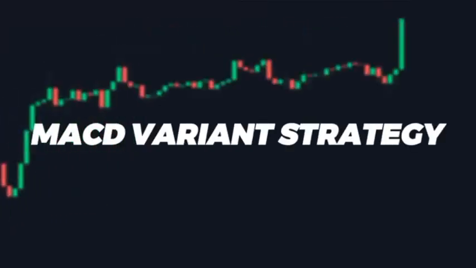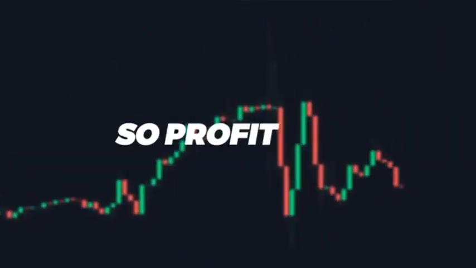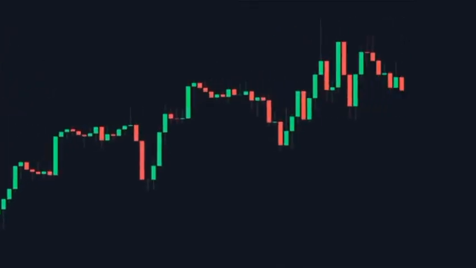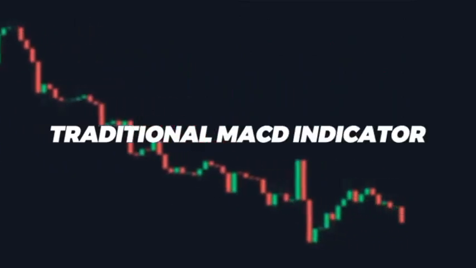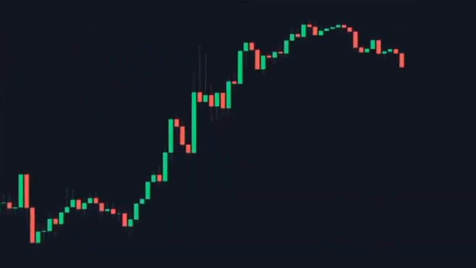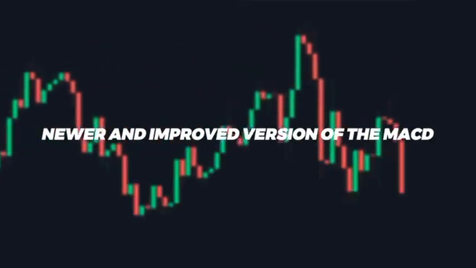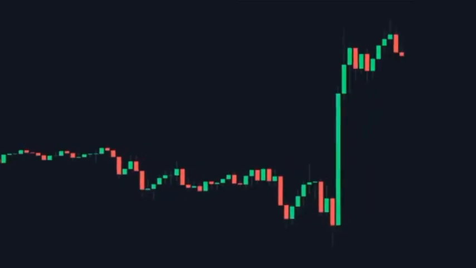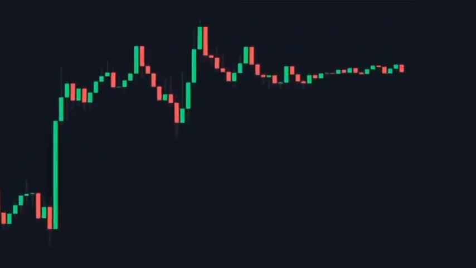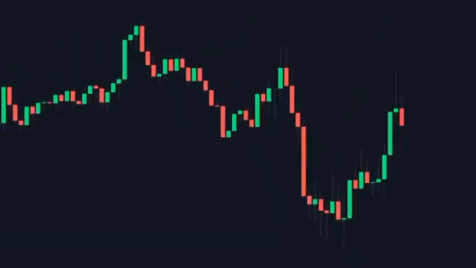This MACD variant strategy I'm about to show you is so profitable. And when I say MACD variant, it basically means that this strategy doesn't use the traditional MACD indicator. Instead, it uses a newer and improved version of the MACD called standardized MACD. Let's dive right in because I'm going to show you all the indicators used in this strategy as well as the entry and exit conditions.